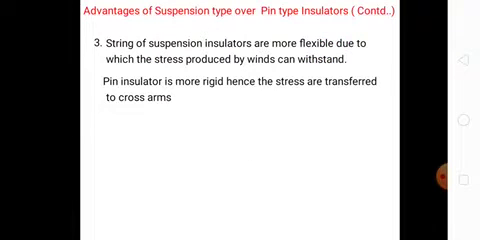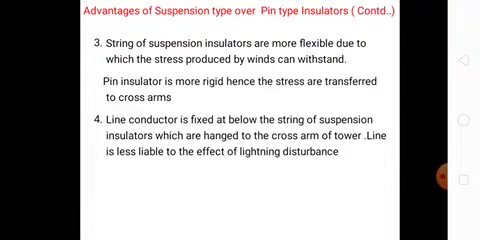The string of suspension insulators is more flexible, due to which it can withstand the stress produced by winds. Pin insulators are more rigid, hence the stress is transferred to the cross arms.